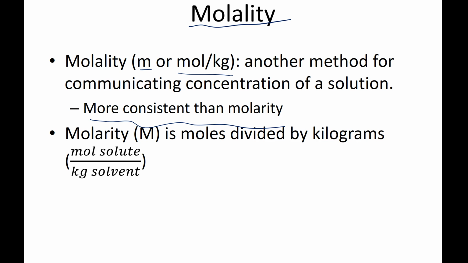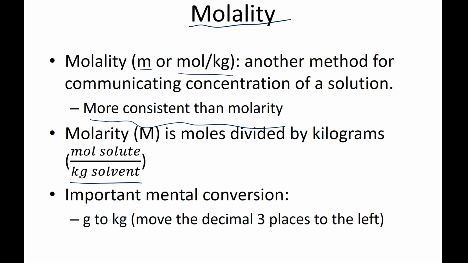The way we do molality is we take our moles of solute, and this time we just take the mass of our water, in kilograms. We convert grams to kilograms the exact same way we convert milliliters to liters. You move the decimal 3 places to the left. So if I have 240 grams of water, I'd move my decimal 1, 2, 3 places to the left. That equals 0.24 kilograms of water.